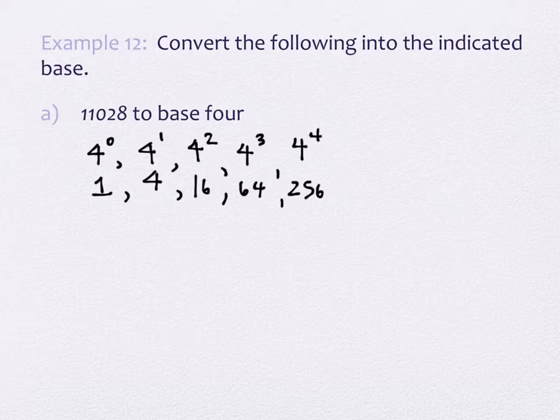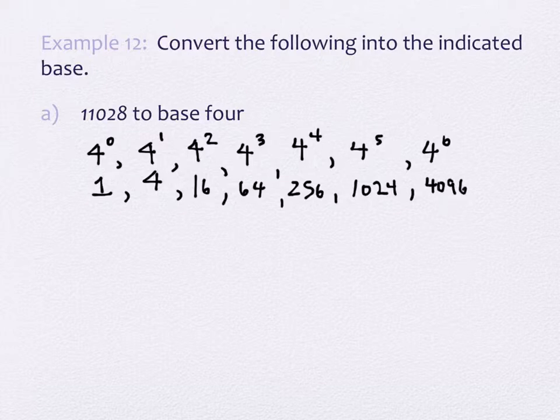4 to the 5th. 4 to the 6th. Okay, we're going to do one more because you'll see why. What is 4 to the 7th? 16,000. Yeah, and the answer really to that question is it's too big, right? It's bigger than the 11,000 I have, so that's how I know to stop.